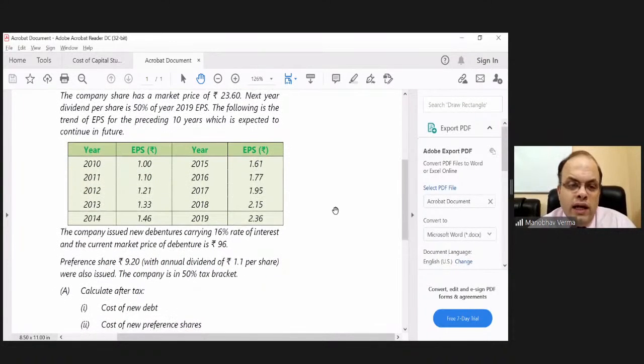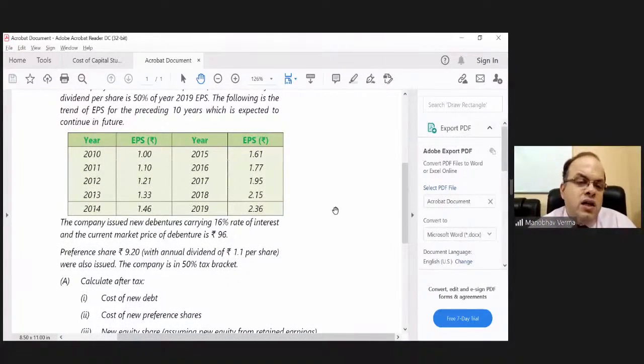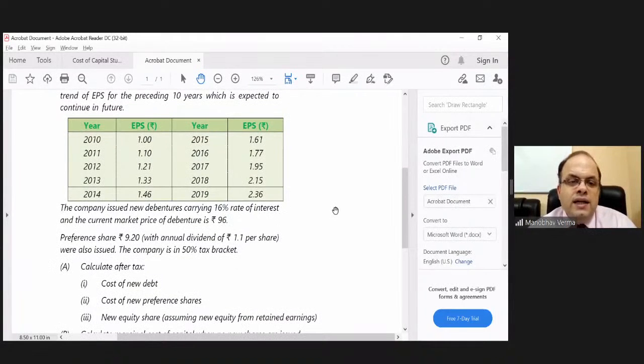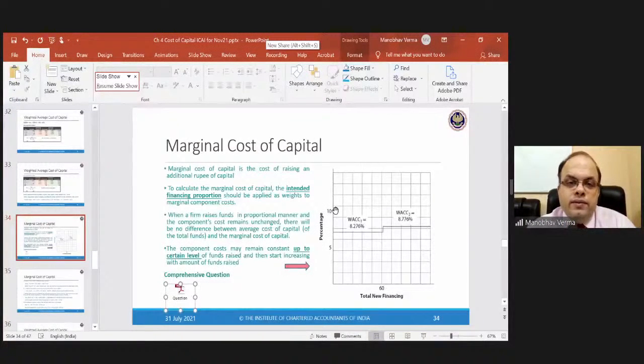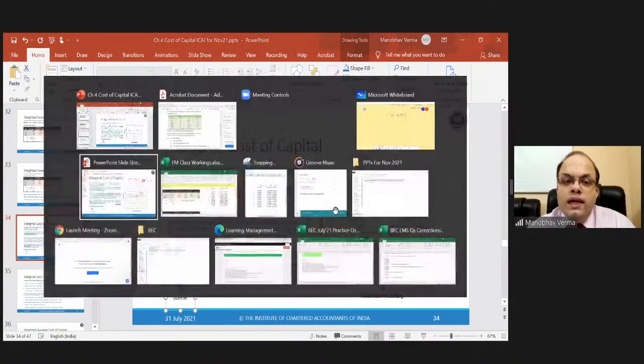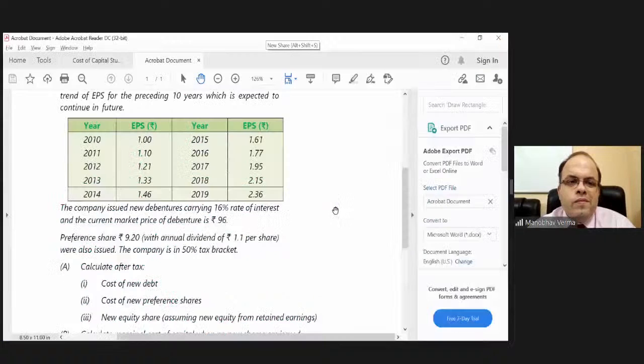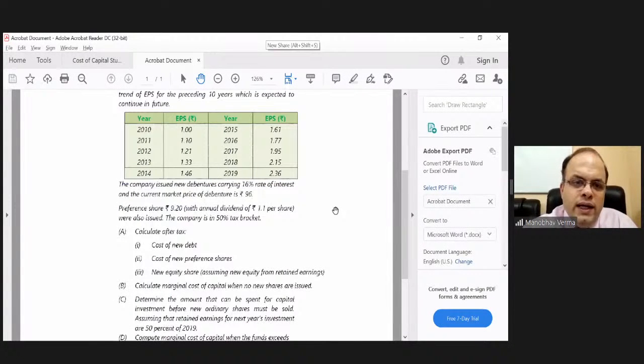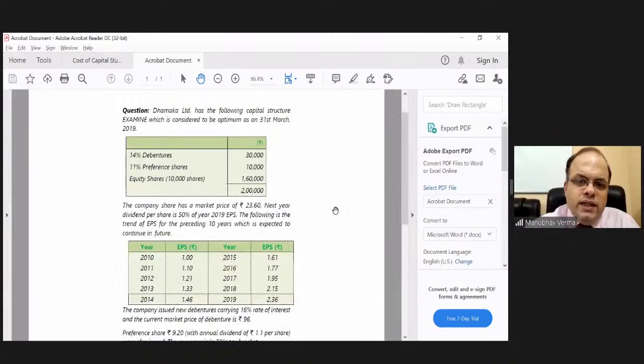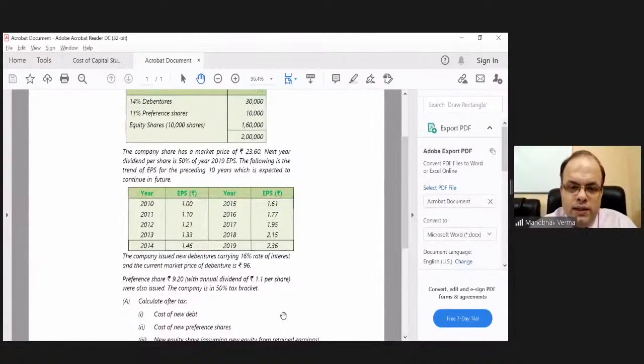So what all do we have to calculate? We have to calculate the after tax cost of new debt. Guys, who is going to help me in calculating the after tax cost of the new debt there? What would be my after tax cost of debt in this case? So let's do one thing. Let me just quickly take these points and let's discuss this one by one.